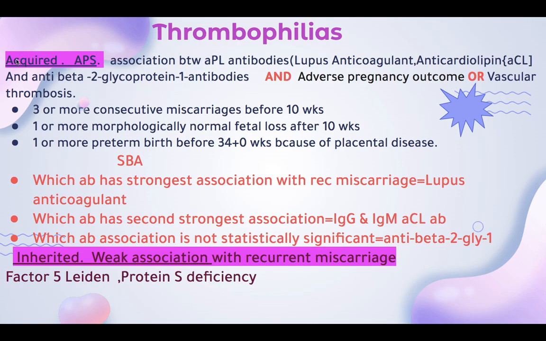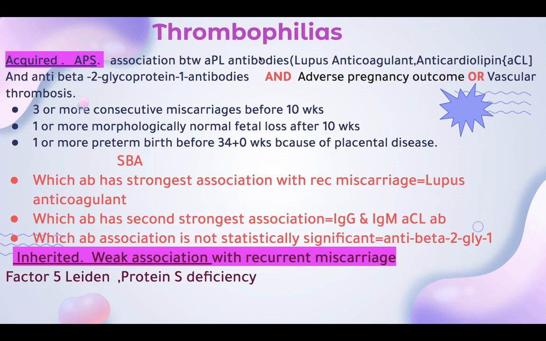Okay, let's start. So acquired thrombophilia, that is antiphospholipid syndrome. What is antiphospholipid syndrome actually? It has some clinical criteria and it has some lab criteria as well. So here they have mentioned the clinical criteria. Antiphospholipid syndrome is an association between antiphospholipid antibodies. First of all, remember two things. Antibodies, and there is an 'and' in between, right?